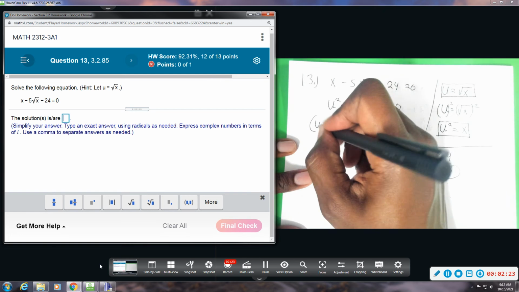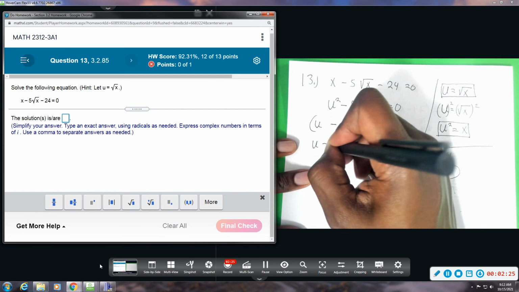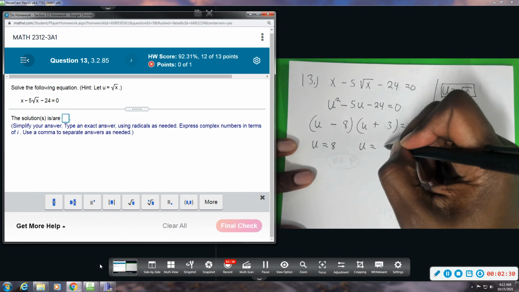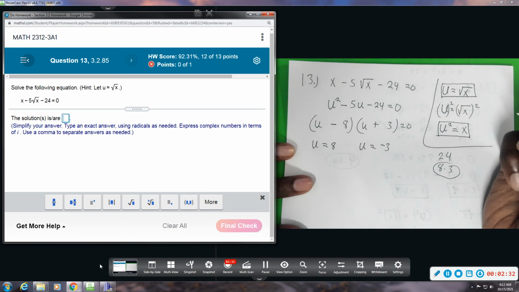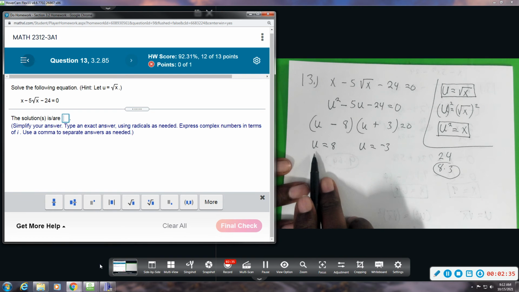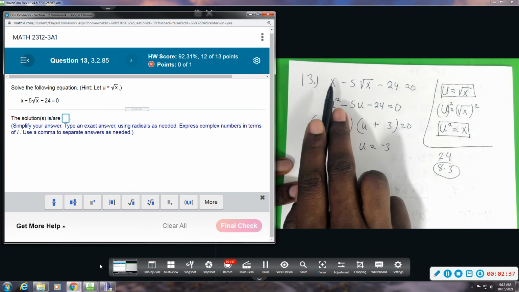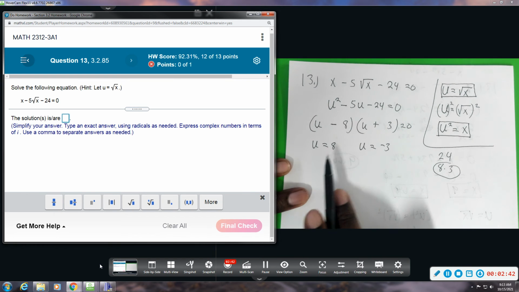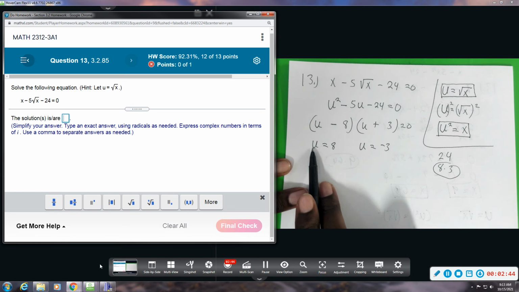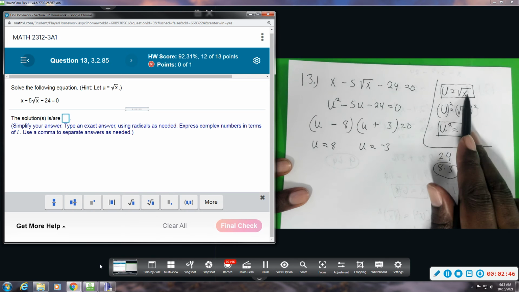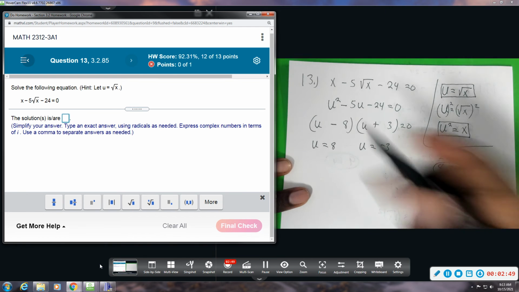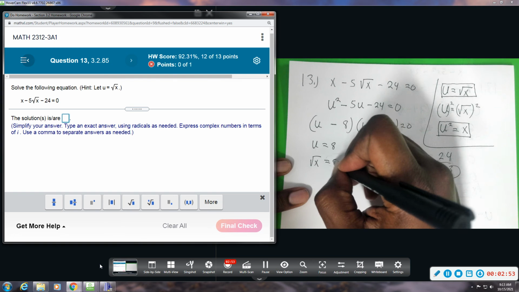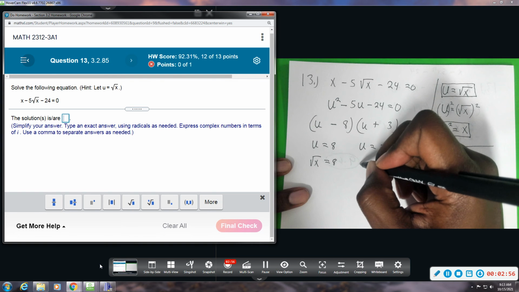And then we're going to solve these. So we'll get u equals 8. And then over here we'll get u equals negative 3. Okay. This is not the final answer because our problem started with x, and we need to get this in terms of x. So we need to go back and unsubstitute, or go back to what we originally had. So what was u equal to? Well, they told us u was equal to the square root of x. So we're going to replace this with square root of x. And then we're going to replace this with square root of x.